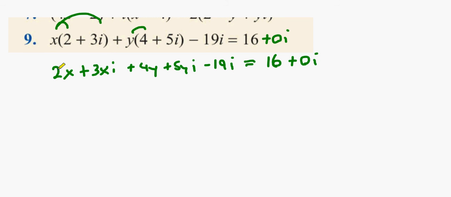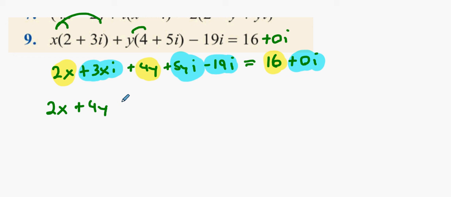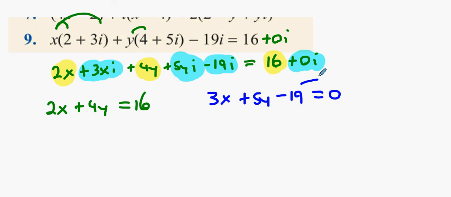Now we just go across and we say, okay, real. And then we go imaginary. So the yellow equation will turn out to be 2x plus 4y equals 16. That's handy enough. The blue equation will turn out to be 3x plus 5y take away 19 equals 0. Bring across the 19 and you get 3x plus 5y equals 19.